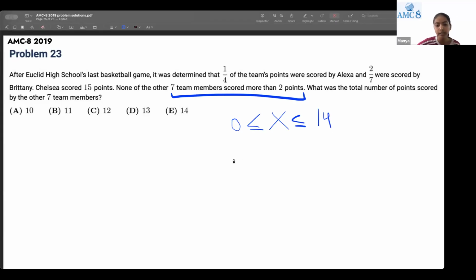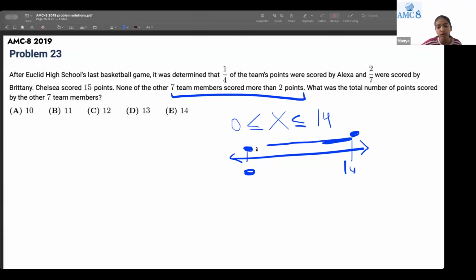And so if we would represent this on a number line, this point will be equal to 0, and this point will be equal to 14. And so x can be anywhere between these two numbers, and this point will be shaded in because it can be greater than or equal to 0 and less than or equal to 14. And so x can be anywhere between these 2 points here. And yeah, we can solve this.